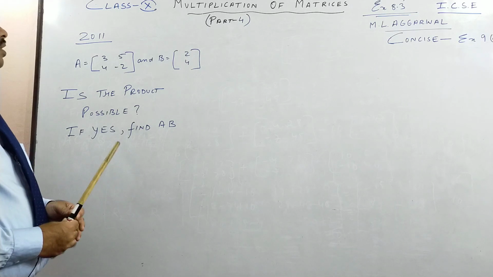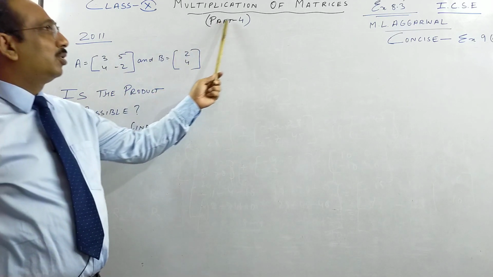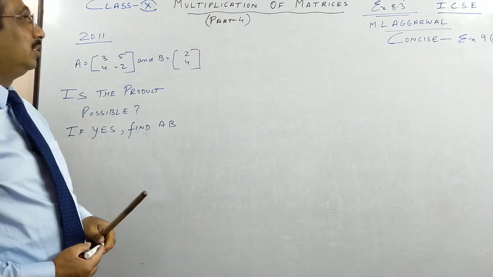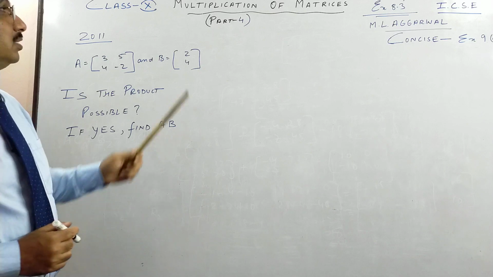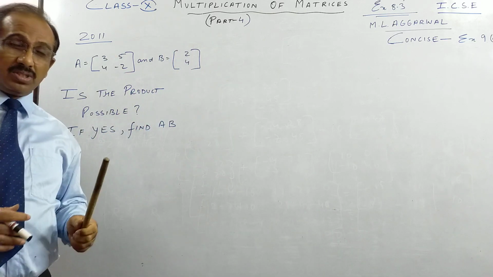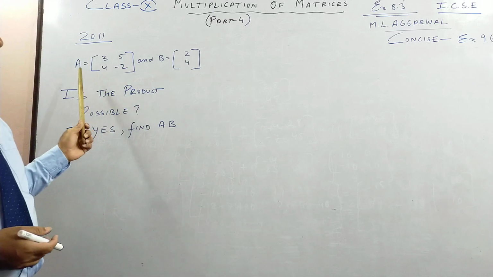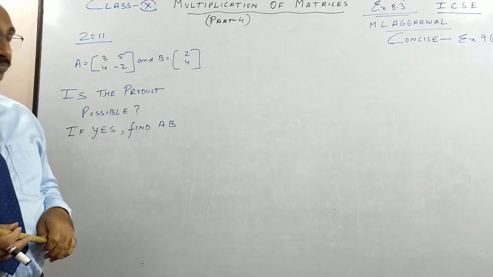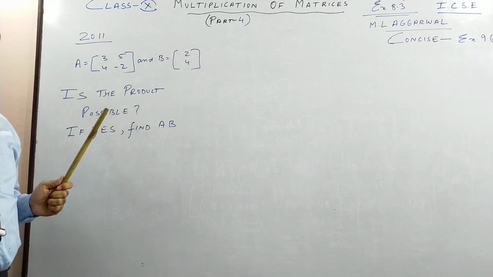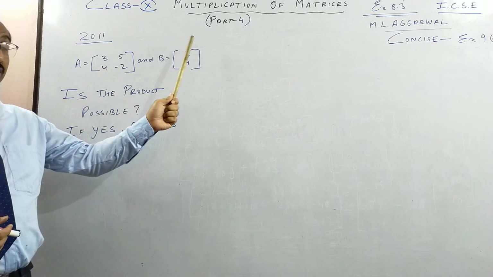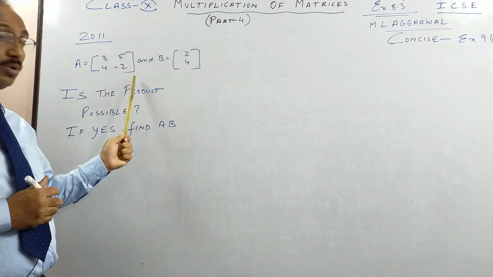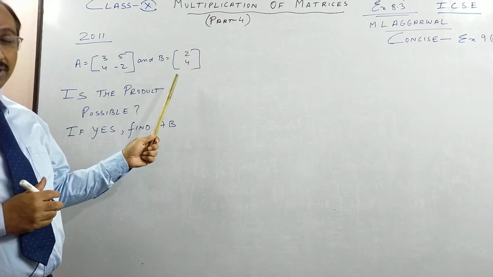Hello students, we are into part 4 of the matrices chapter, but on multiplication. This is my second video on it and it is very important. In the previous one, part 3, I gave you the basic concept of multiplication. Here we see something very important: in part 3 the orders were generally 2 by 2, 2 rows and 2 columns, but here we have different orders.